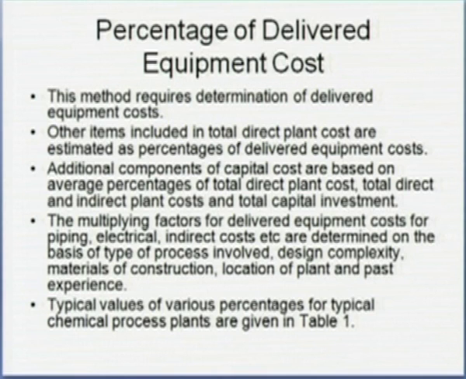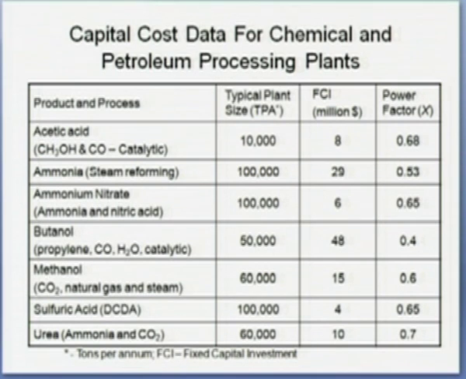The multiplying factors for delivered equipment cost for piping, electrical connections, electrical equipment, and then indirect cost are determined on the basis of type of process involved, the design complexity, the material of construction, the location of the plant and the past experience. Now, what I have given you are the typical values for various percentages for plants, like capital cost data for chemical and petroleum processing plants.